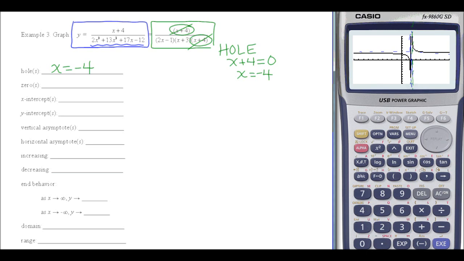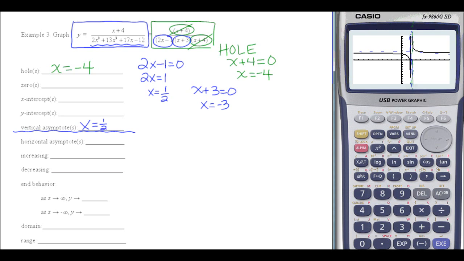The other places where we have 0 on the bottom, so at 2x minus 1 equals 0, and at x plus 3 equals 0, those are going to create vertical asymptotes. I'm going to solve this one by moving the 1 over and dividing by 2, so I have x is a half. I'm going to solve this one by moving the 3 over. So I have x equals 1/2 and x equals negative 3 are both vertical asymptotes.